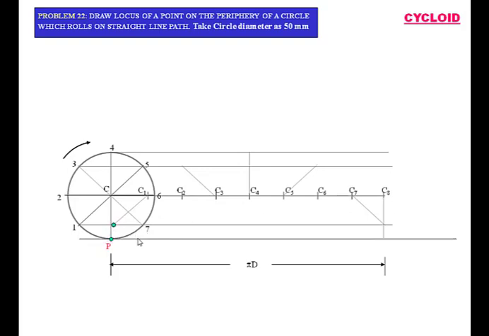Now we'll point that out. So that will be the point of the trace, and name them P, P1, P2, P3, P4, P5, P6, P7 and P8. And by joining all these points, we'll get our curve, and the name of this curve is a cycloid. From the GTU exam point of view, this is a very important question.